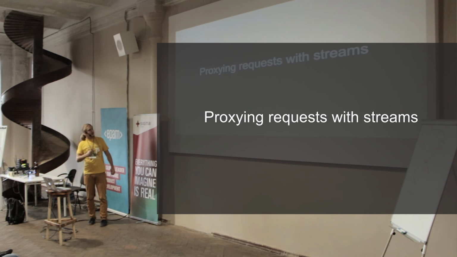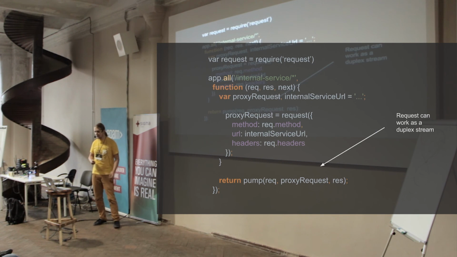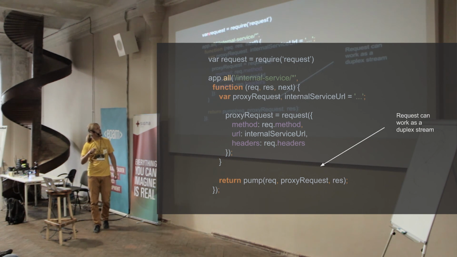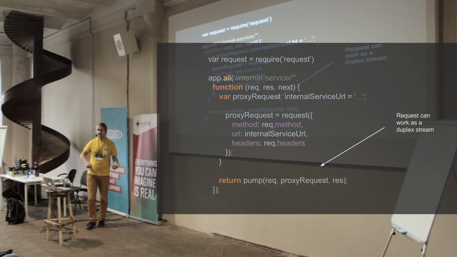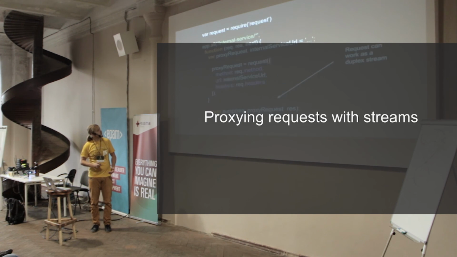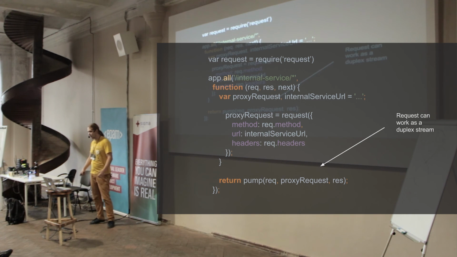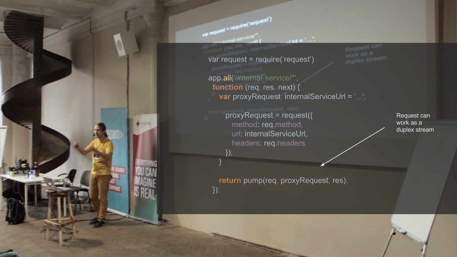Yeah, that's it. And one more thing about good usage for streams: proxying streams. Actually, request, I'm not sure if you know, can be used as a duplex stream, both for getting data as a stream and for writing data into a stream. Of course, you can use it with callbacks when you get all the data.